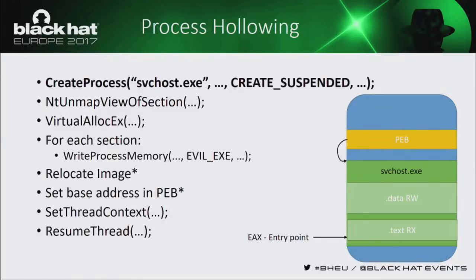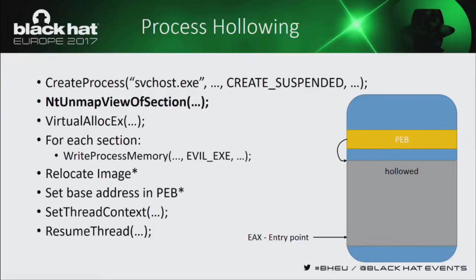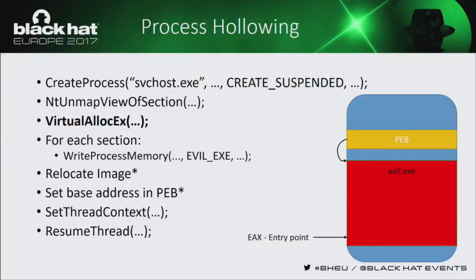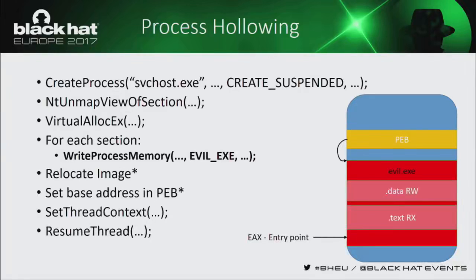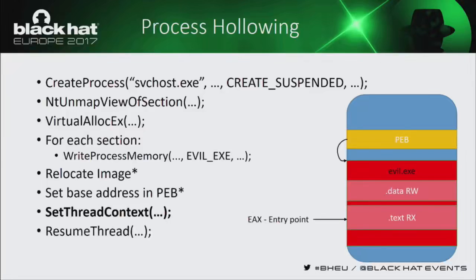So what we go on to do is we unmap the main section, the main image, and so we have sort of a hollowed process. And this is where the method gets its name. Now, at this point, we move on to reallocate the memory for our evil.exe. And then we use this memory that we reallocated to write each section of our malicious code into the container process. At which point we can move on to relocate the image if we need to and set the base address in the process environment block if we changed it. In this example, it's not necessary. And finally, we have to change EAX to point to the correct entry point by using SetThreadContext. At this point, all we have left to do is to run the process. And so we resume the thread, and everything works just fine.